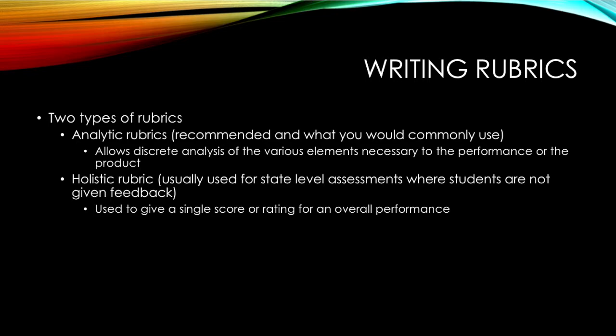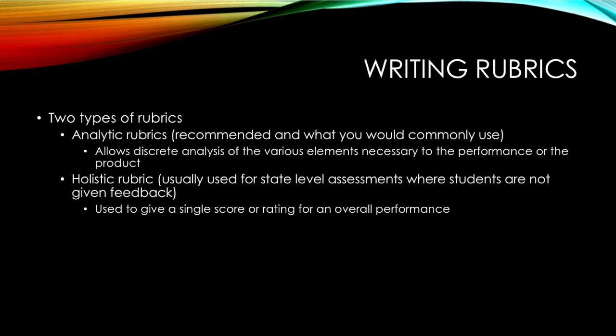All right, so the quiz that you took last week, the book talks about 2 types of rubrics in the chapters that you read for last week, chapters 1 through 4. They talked about qualitative and quantitative rubrics, and right here we're talking about analytical rubrics. This is essentially what you would commonly use. It allows you to have analysis of various elements necessary to the performance or the product.